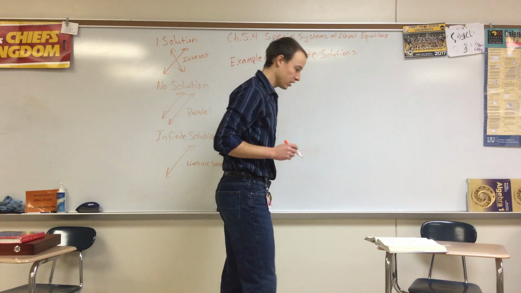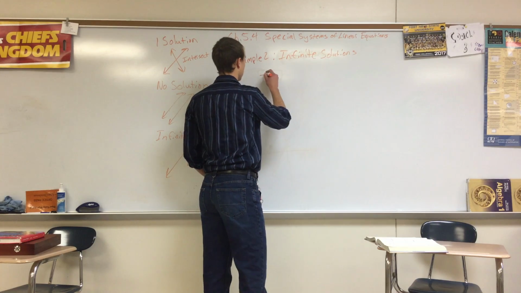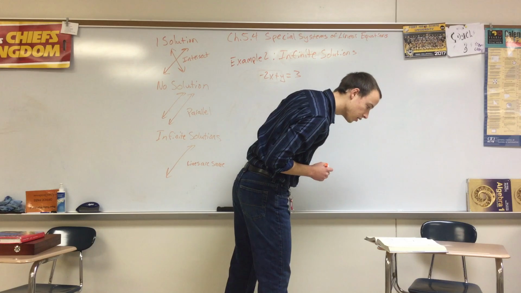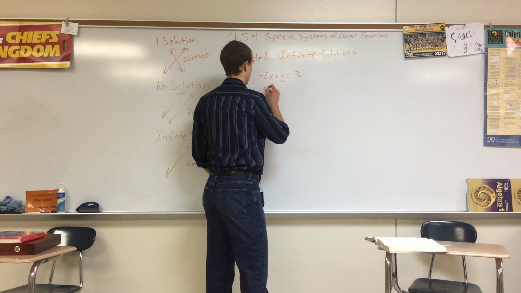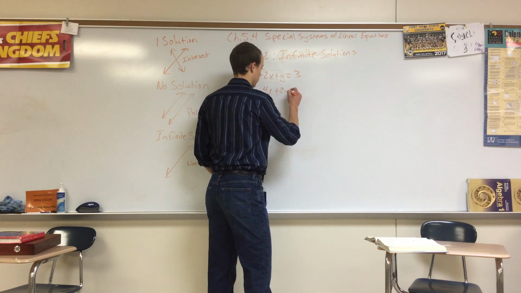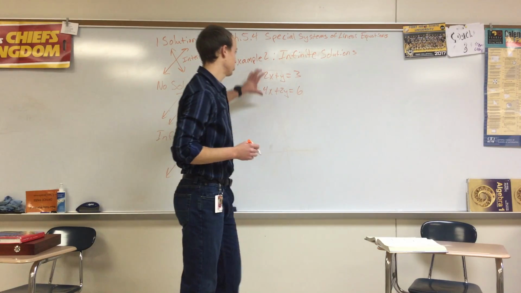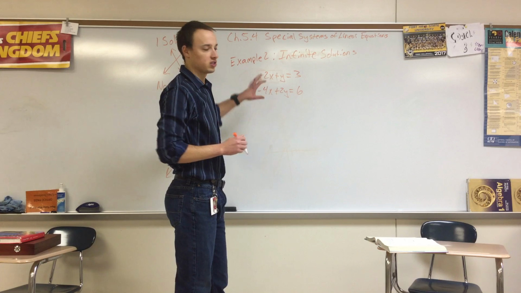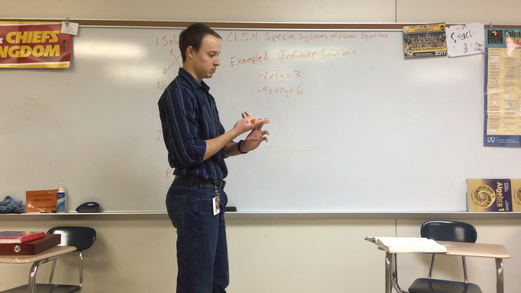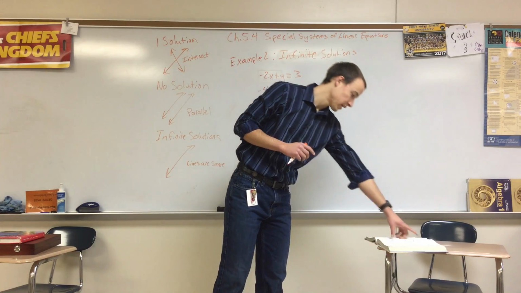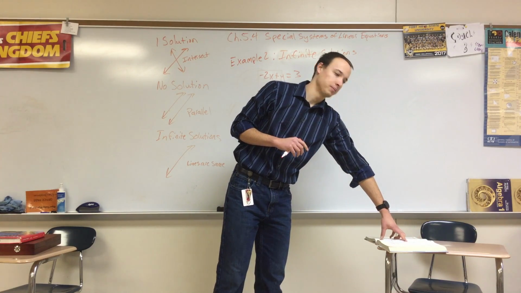And my example here is negative 2x plus y equals 3, and negative 4x plus 2y equals 6. So I got these two equations, and now, since we solved once by graphing, once by substitution, I'm going to solve this one first by graphing and then by elimination.